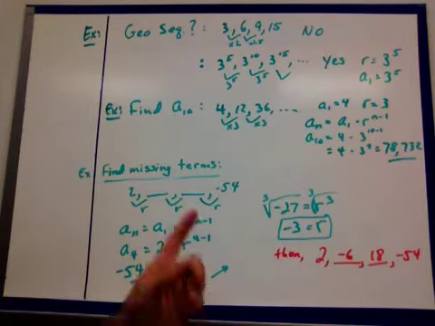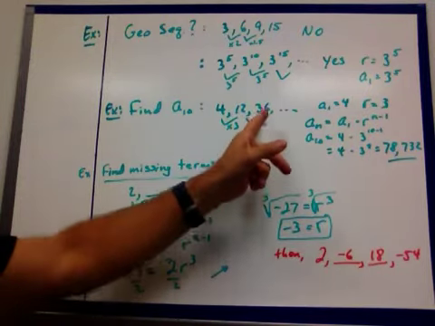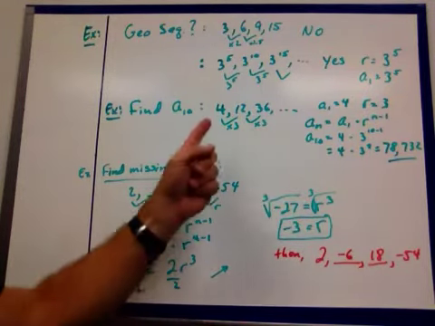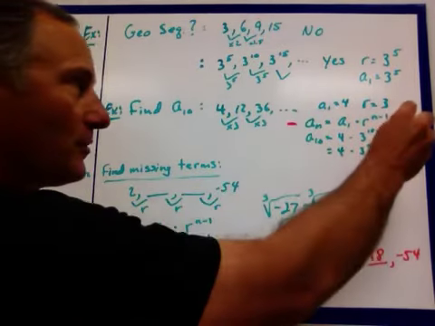If you want to know the 10th term of 4, 12, 36, rather than going all the way out and trying to do them all, let's just do it as an explicit formula. So I can see that I'm multiplying by 3 each time, so that's my R. My first term is 4, so I'm going to plug it in. Here's my explicit formula right here.